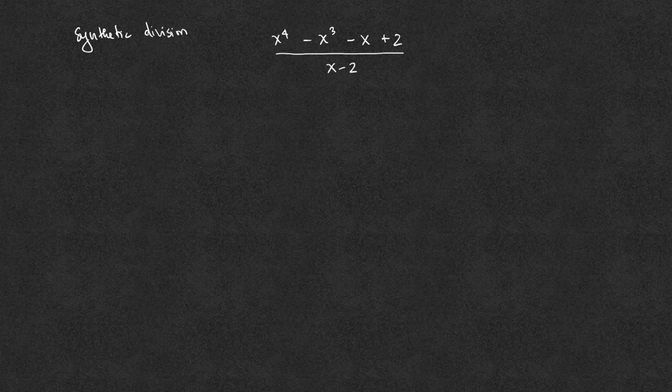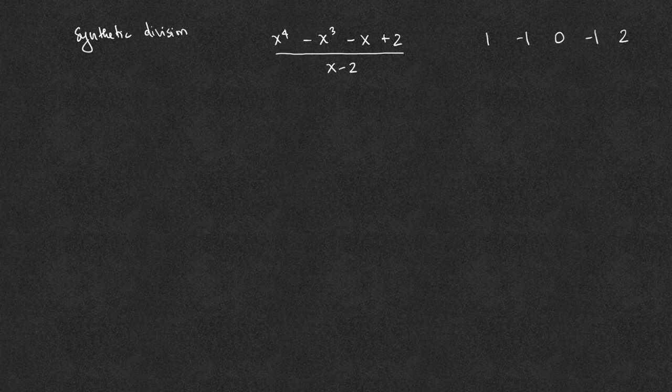Use synthetic division to divide x to the fourth minus x cubed minus x plus 2 by x minus 2. The dividend is x to the fourth minus x cubed minus x plus 2, which is a polynomial of degree 4. The leading term is x to the fourth with the leading coefficient of 1. The coefficient of x cubed is negative 1. The coefficient of the missing x squared is therefore 0. The coefficient of x is negative 1, and the constant coefficient is 2.